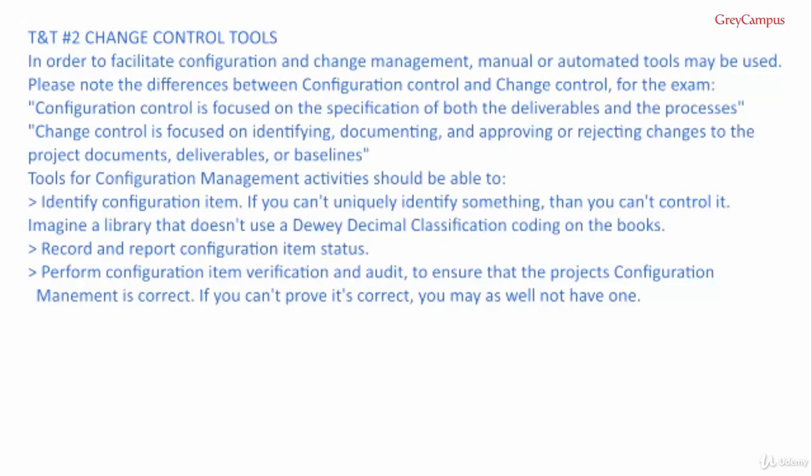If you can't uniquely identify something, then you can't control it. Imagine a library which doesn't use a Dewey Decimal Classification coding on the books. Record and report configuration item status. Perform configuration item verification and audit to ensure that project's configuration management is correct. If you can't prove it's correct, you may as well not have one.